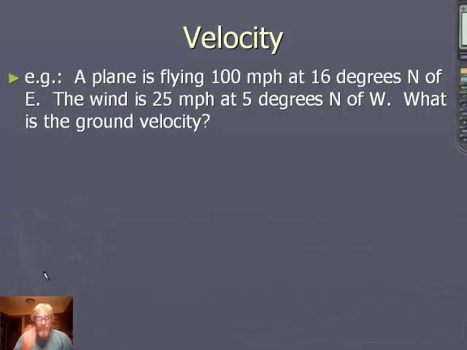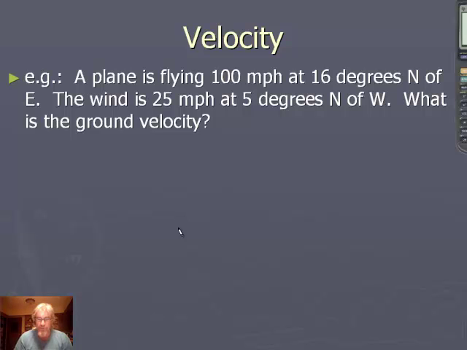Well, let's tackle this one using geometry. You're welcome to sketch it out yourself, either on an electronic drawing package or draw it out with a protractor and a ruler. Knock yourself out. But I want to do this with geometry because it's easier for me, and I think it's good for you to learn it this way. A plane is flying 100 miles an hour at 16 degrees north of east.